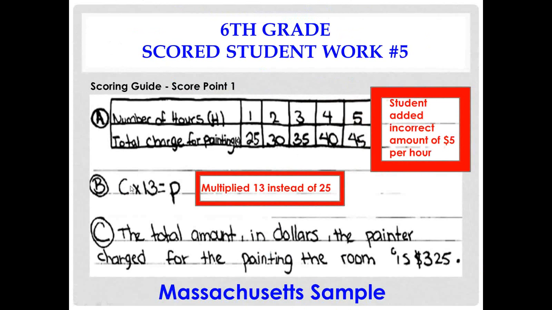On Part B, where they have C times 13 equals P, not sure if they wanted to represent C as the actual cost times 13, but they multiplied 13 instead of 25. It should have maybe been, of course, the number of hours times 25 to find the final cost. And then lastly, the total amount in dollars the painter charged for painting the room was $325. So at some point in time, they understood about the 13 hours and being charged $25 an hour, but did not pick that up on sections A and also on section B.